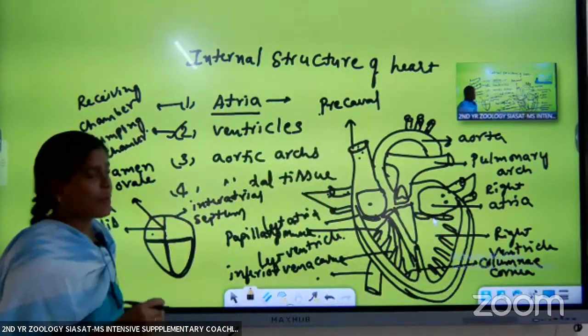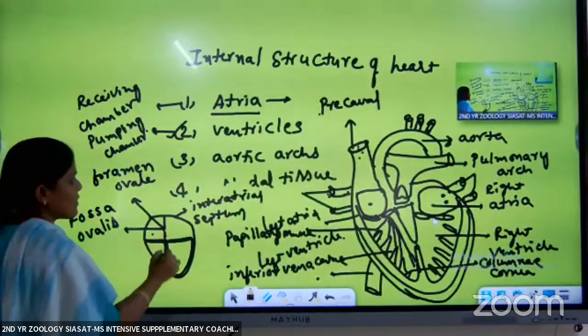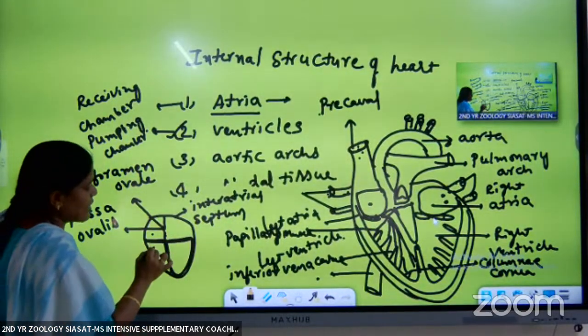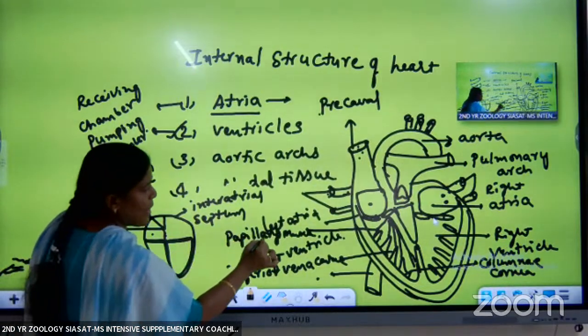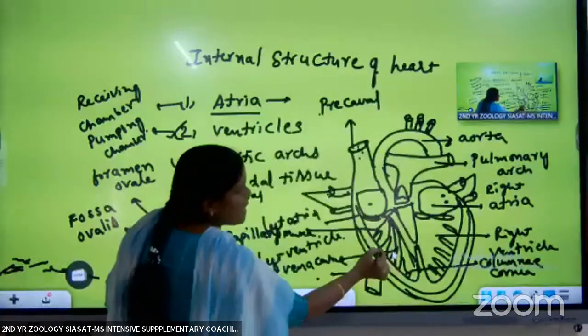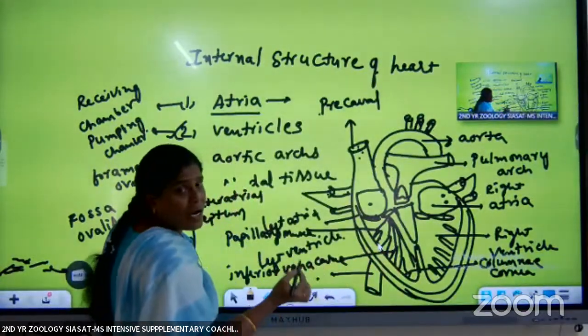What about the tricuspid, bicuspid? I will explain. Next, this one is about the ventricles. Ventricles are muscular. They have ridges. The longer ridges are called papillary muscles. Smaller ridges are called columnae carneae.